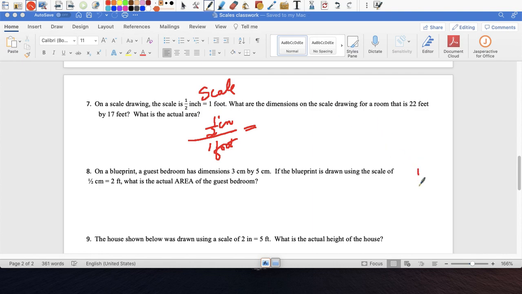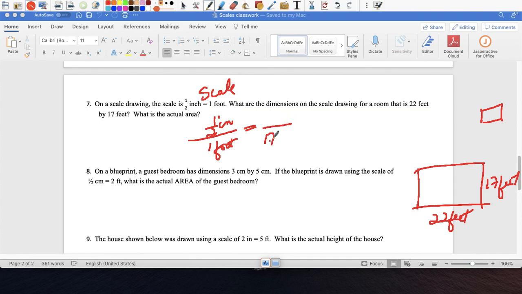Right, it's actually 22 feet by 17. So let me write 22 by 17. This time around, we want to know what it is in the picture, how many inches, right? So 1/2 inch is 1 foot. So let's do the 17 feet. Here's 17 feet, and it's times 17, right? And this will be times 17. So that's going to give us 8.5. So in the drawing, the 17 feet represents 8.5.